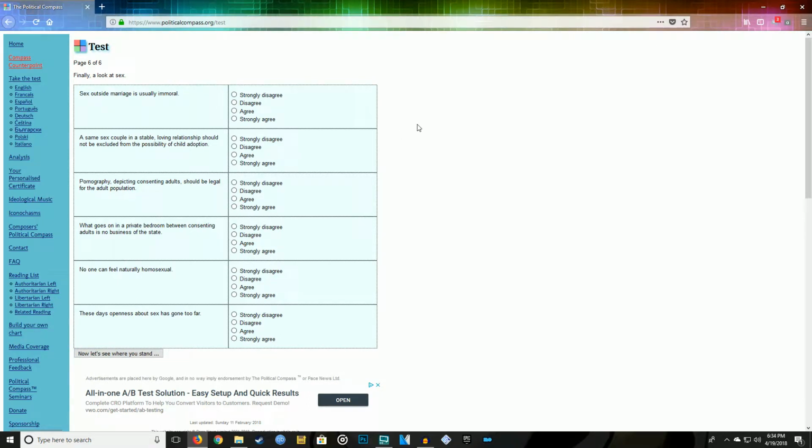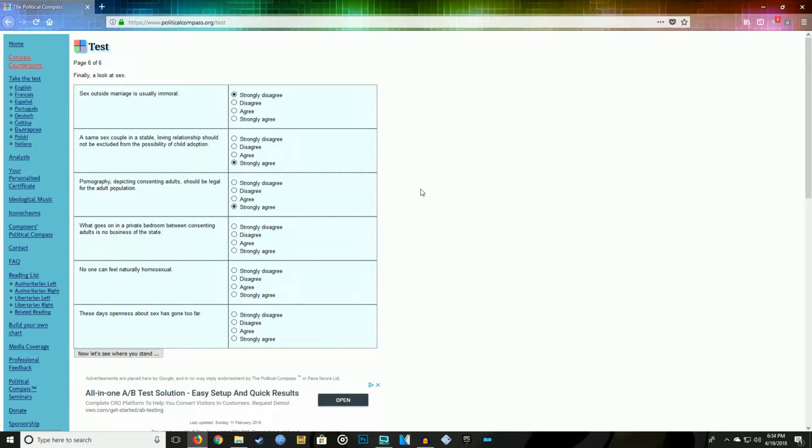Oh, finally, a look at sex. Sex outside marriage is usually immoral. Strongly disagree. I don't know how you can say that sex in or out of marriage is moral or immoral. A same-sex couple in a stable, loving relationship should not be excluded from the possibility of child adoption. Strongly agree. They should be able to adopt as many children as they can afford. Pornography depicting consenting adults should be legal for the adult population. I don't know why it should be illegal. I can't think of a counter argument for that.